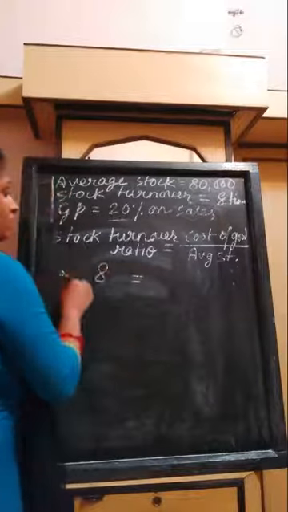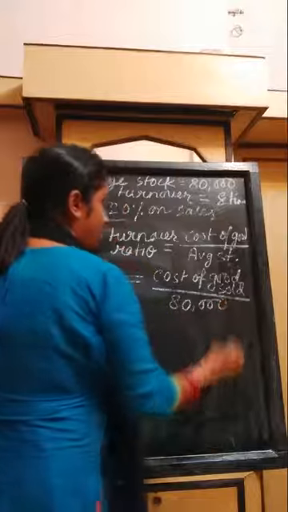And average stock is also given to you. Cost of goods sold is not given to you. So you will write cost of goods sold divided by average stock. This is the formula. In place of average stock, we will write 80,000 since it is given in the sum.